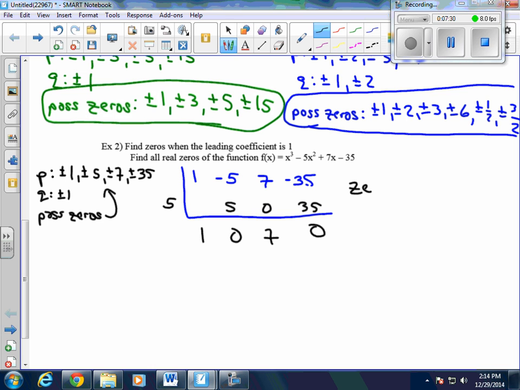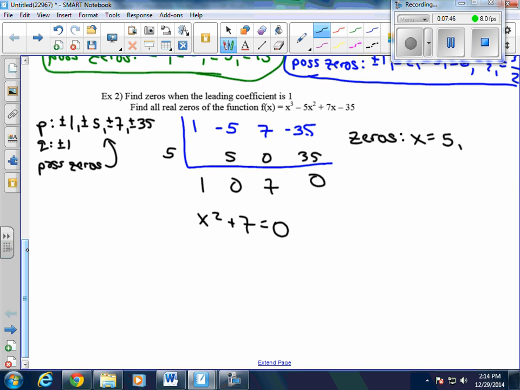So it says find all the zeros. So the zeros are going to be x equals, we know that 5 is one of them. And so this is really going to be x squared plus 7 equals 0. If I solve that for 0, that's the other one. So I'm going to have x squared equals -7, and x equals plus or minus the square root of -7, which means x equals plus or minus i square root of 7. So here are the zeros.